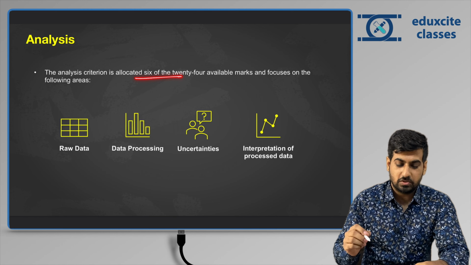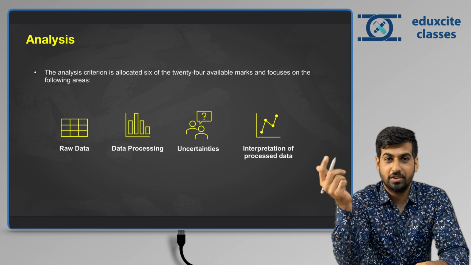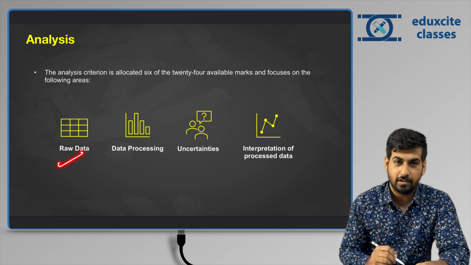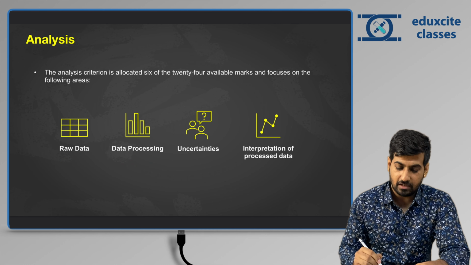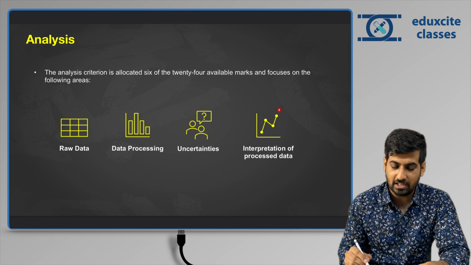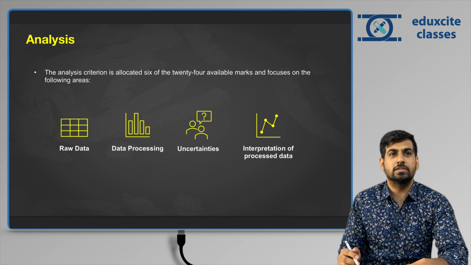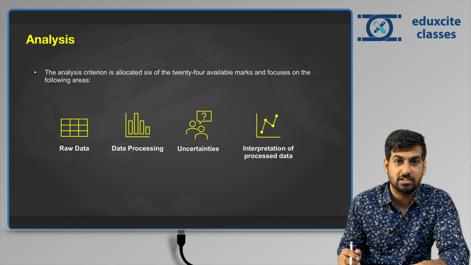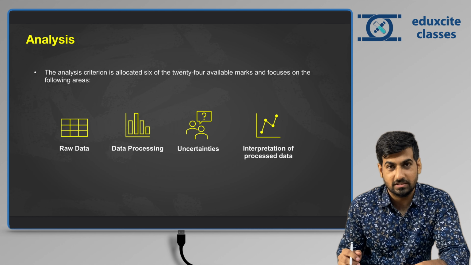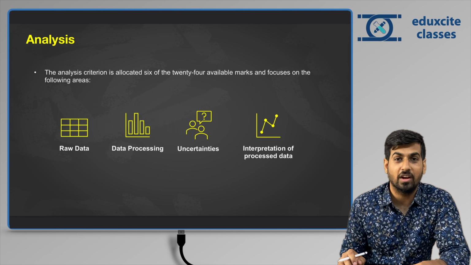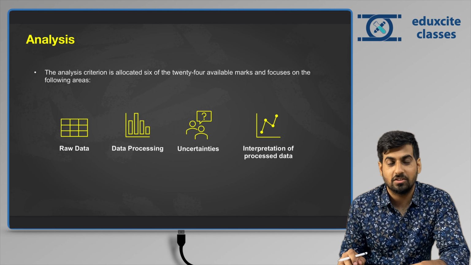So this is also 6 marks out of 24 and it focuses on the following areas: your raw data, your data processing, uncertainties and interpretation of your processed data, that is the graphical analysis. This is the most crucial part of your investigation, which defines how good your investigation is, because everything depends upon the analysis part, how you analyze your investigation or your physics IA.